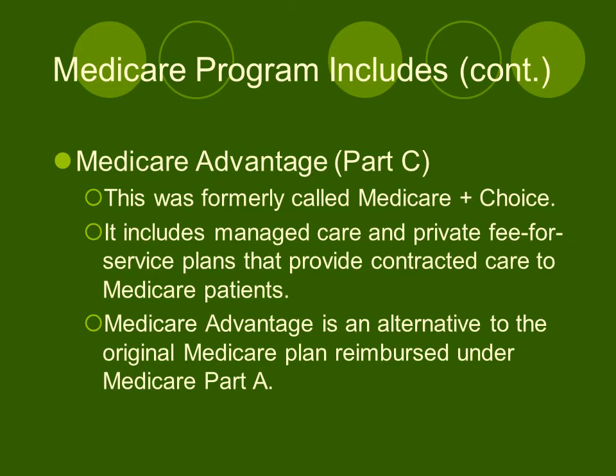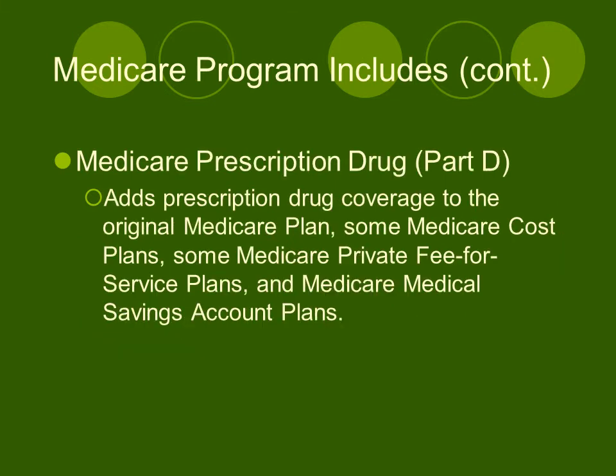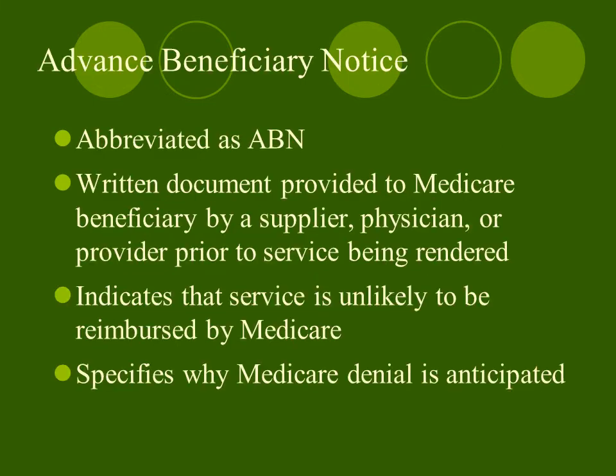You have your Part C of Medicare, known as Medicare Plus Choice. This type of insurance deals with your managed care and your private fee-for-service plans. It's pretty much an alternative to Medicare Part A. Most individuals will go with Parts A and B, and then you have a few that do Part C, Medicare Advantage insurance. Part D for Medicare is the part for the drugs, the pharmaceuticals, or prescriptions. It involves fee-for-service plans. They have Medicare cost plans, and they also have savings account plans associated with them.